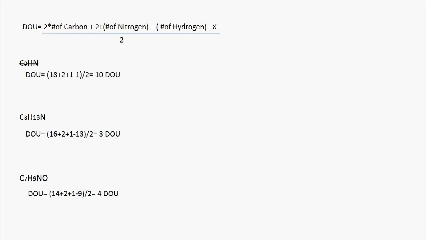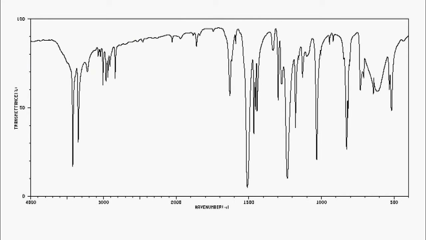And both of their degrees of unsaturation are reasonable, so to actually determine anything further, we have to move on to our IR spectrum. Our IR data is formed when energy in the form of light is shined onto a molecule and it vibrates at different frequencies. And the different frequencies of vibrations can help us indicate certain substituents and functional groups that are present on the molecule.